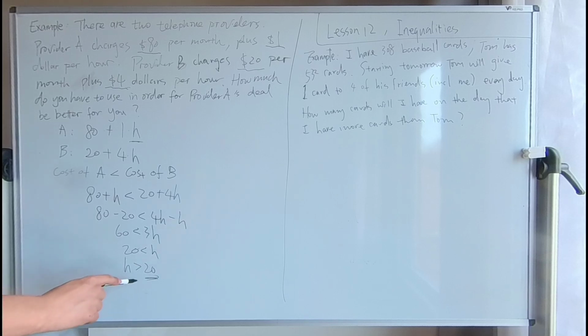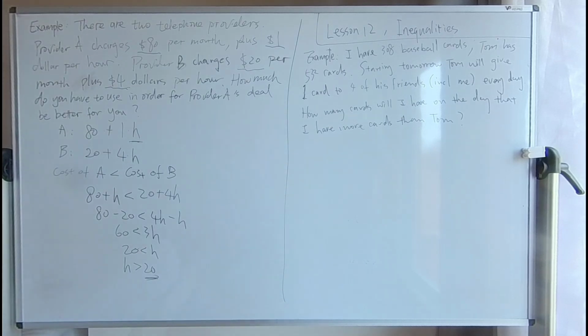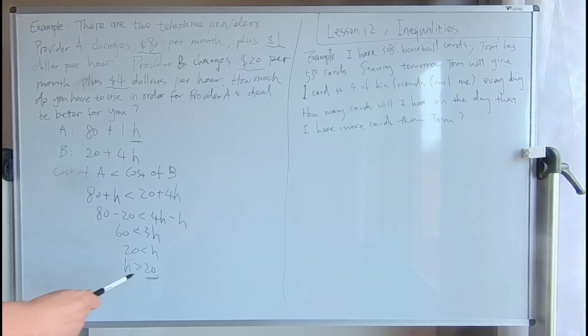Of course, I'm not going to write it down, but you need to convert your solution back into words to answer this question. So this is how to solve a word problem by building the inequality and solving the inequality. You can see that the solution is not one single unique number, it's a range of numbers. So as long as I'm talking longer than 20 hours, provider A will be a better deal for me.